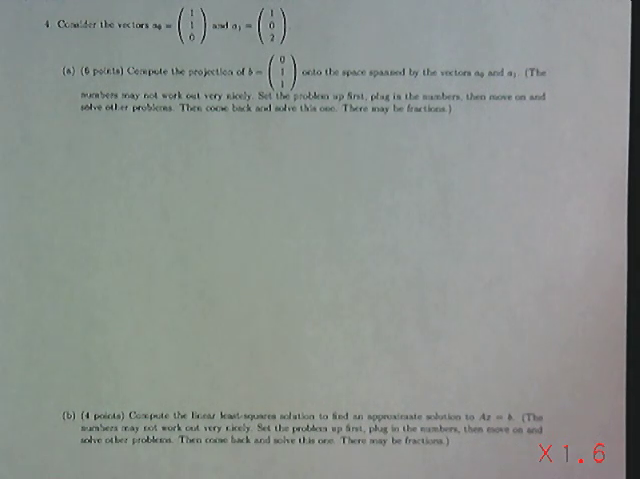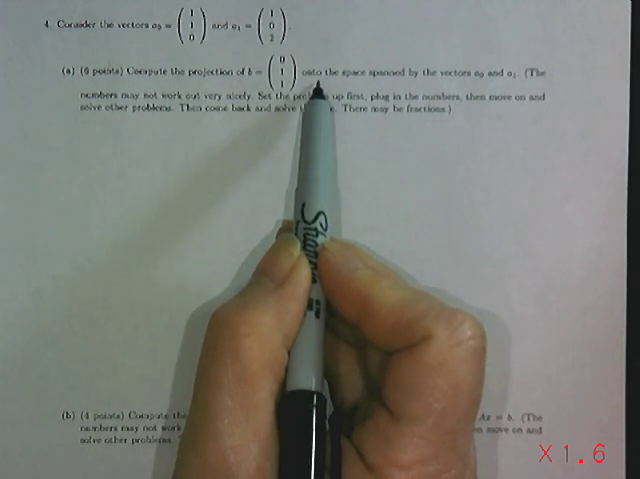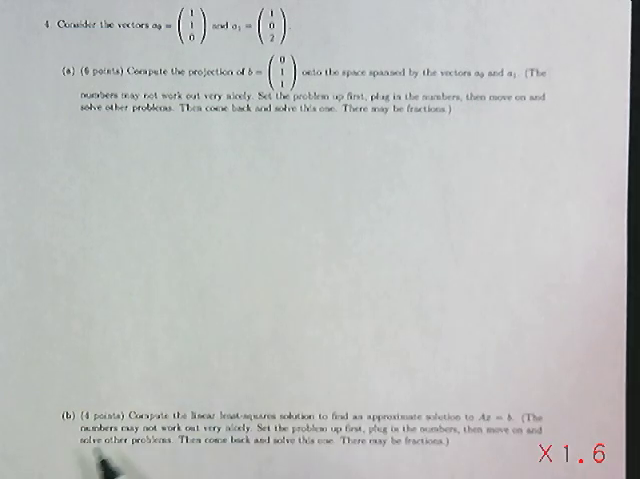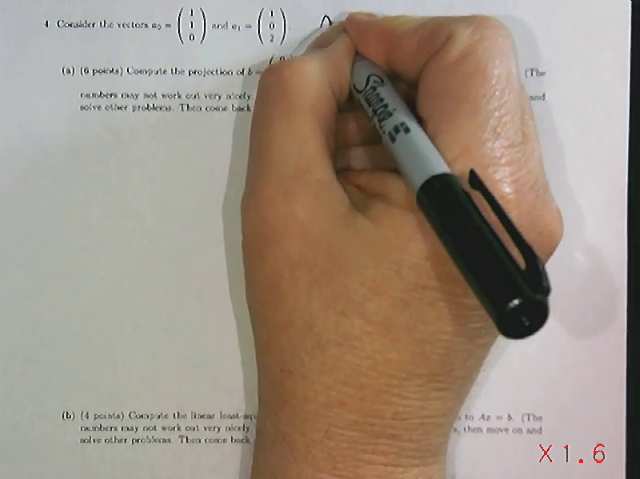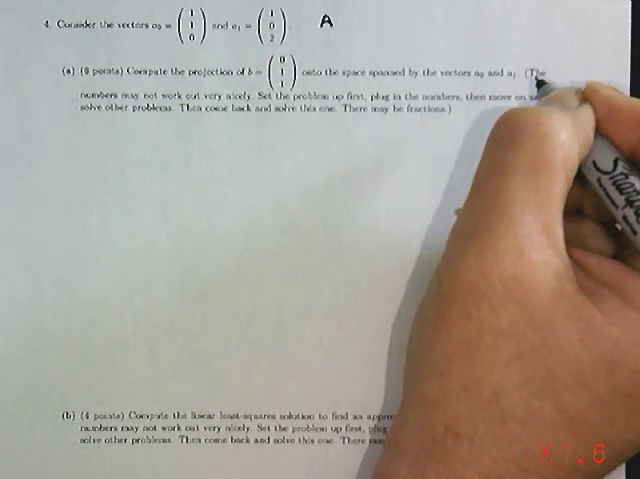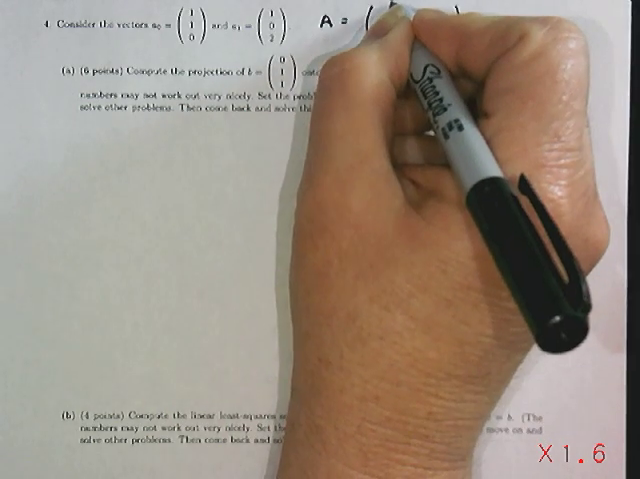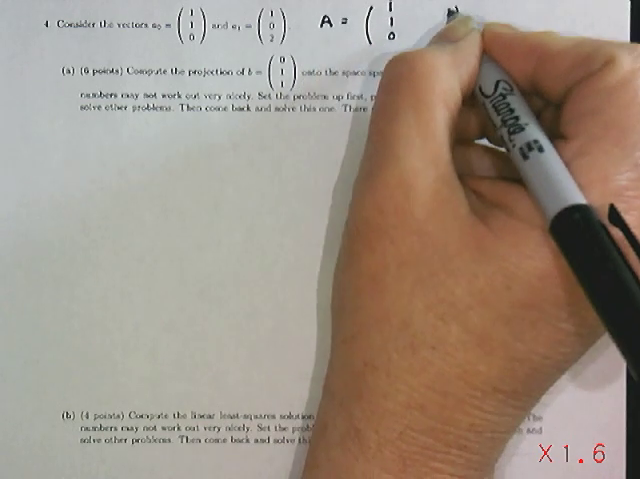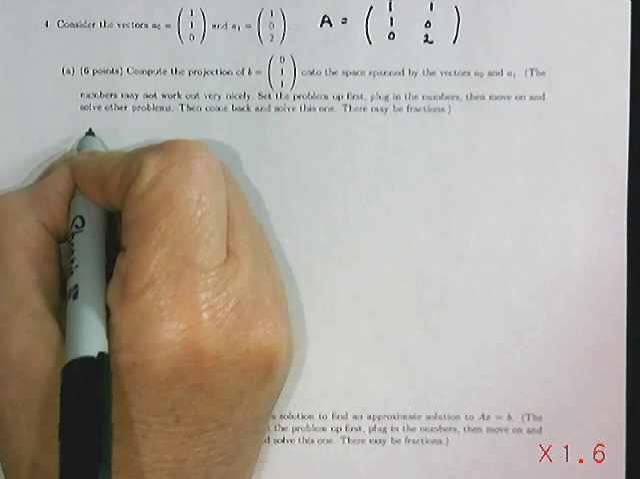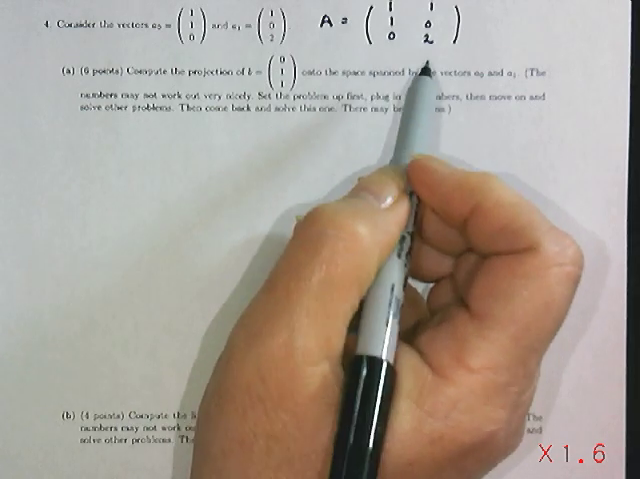So let's look at problem number 4. We want to compute the projection of B onto the space spanned by A0, A1. First thing we need to do is construct a matrix A that describes the space spanned by A0, A1, and that matrix is going to have two columns where the first column is 1, 1, 0, and the second column is 1, 0, 2. And we know a formula for finding the projection of B onto the space.